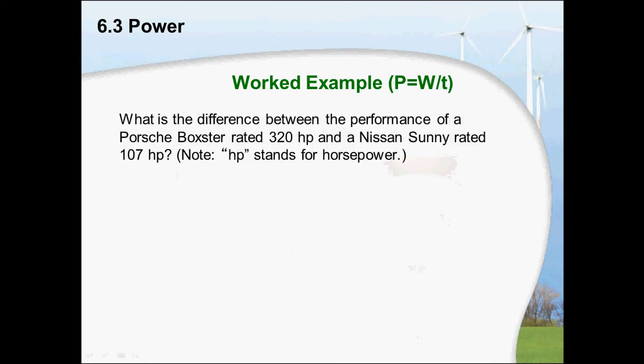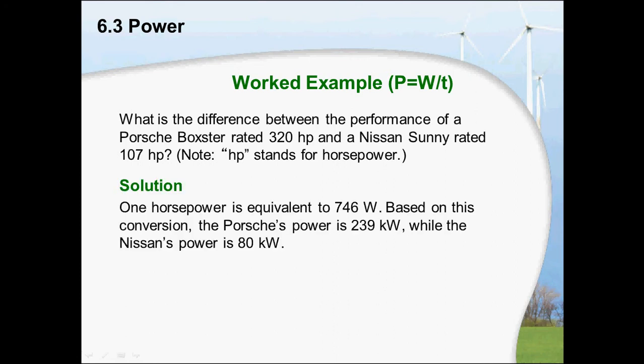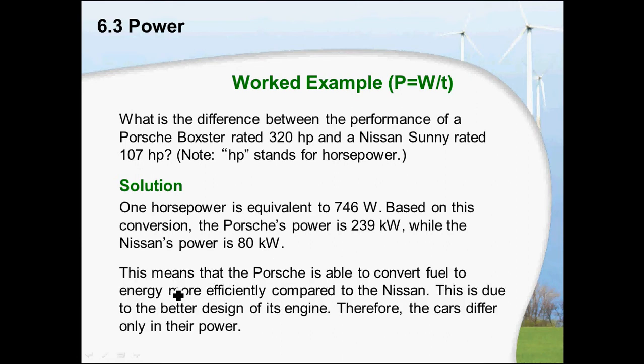The next one, what's the difference between the performance of a Porsche and a Nissan? The Porsche is rated at 320 horsepower and the Nissan is rated at 107 horsepower. The conversion between horsepower and actual power is 746. All right, so that means 1 horsepower is equivalent to 746 watts. If you do the conversion properly, the Porsche will have a power of 239 kilowatts, while the Nissan has a power of 80 kilowatts.